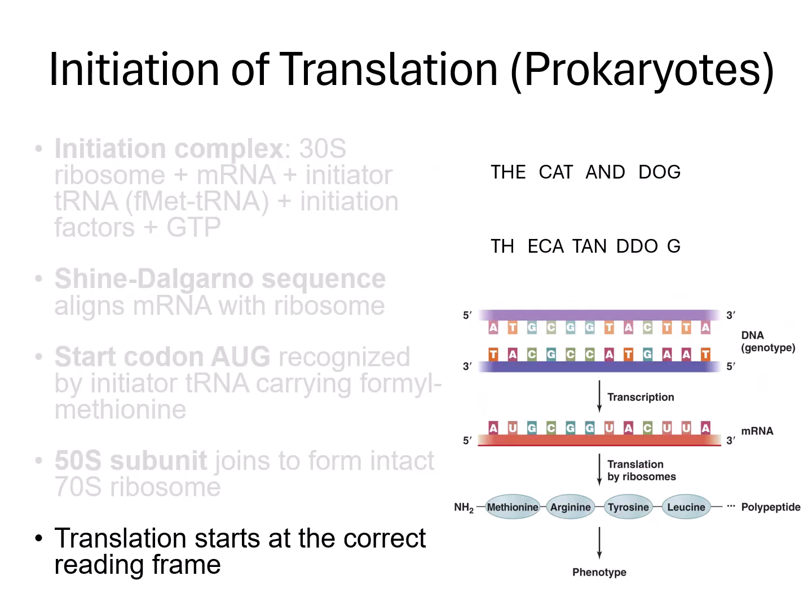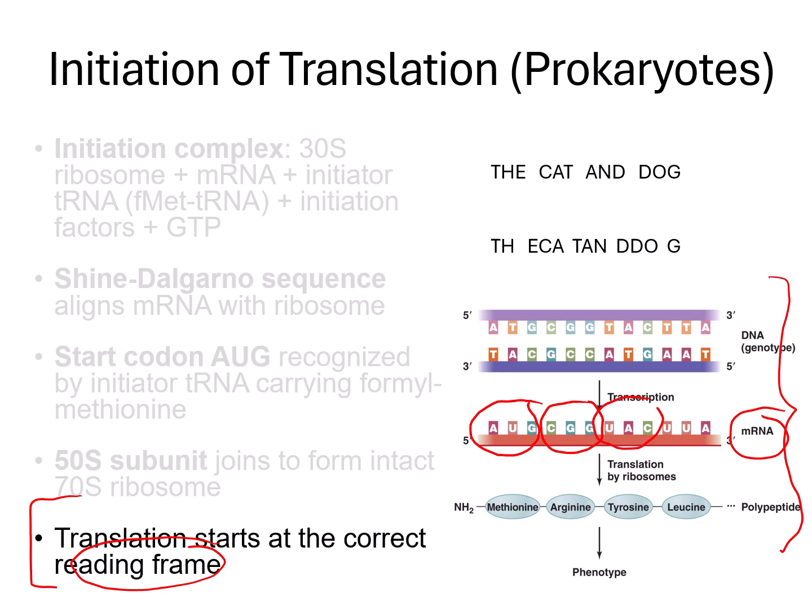Finally, it's important that translation starts at the correct reading frame. And a reading frame is the way nucleotides in messenger RNA are grouped into sets of 3 bases, also known as codons, during translation. So I showed you this image earlier. Here's my messenger RNA, and I can see groupings of my codons, right? 3 bases makes up a codon.